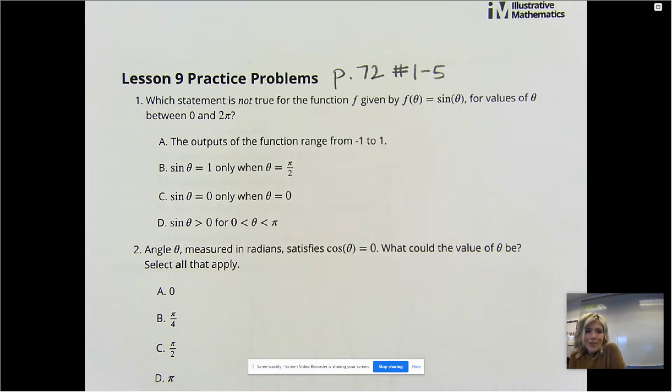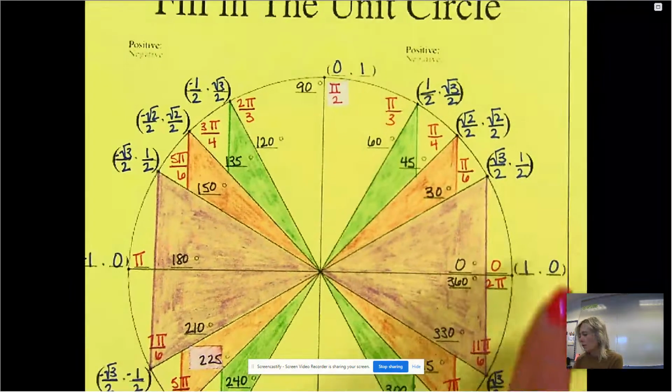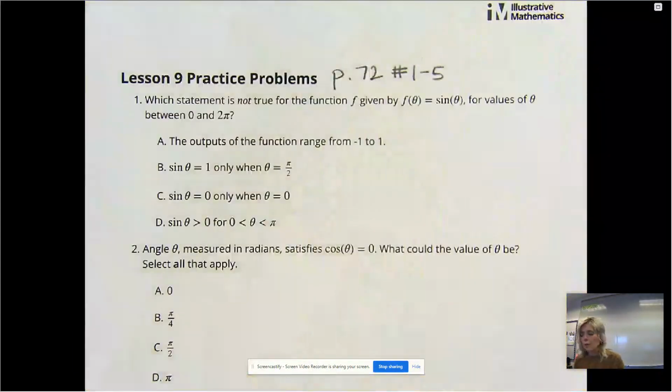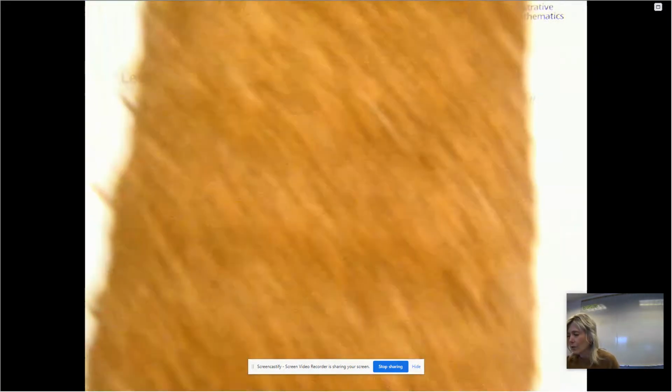All right, number 1, which statement is not true for the function f given by f of theta is equal to the sine of theta for values of theta between 0 and 2 pi? So we're looking at the sine of theta. The outputs of the function range from -1 to 1, and that is true about the sine of theta. It goes from 0 to 1 to 0 to -1 back to 0. So we're looking for what is not true.